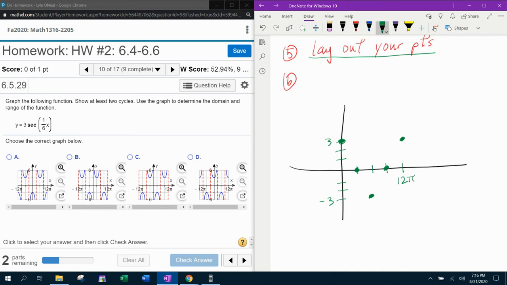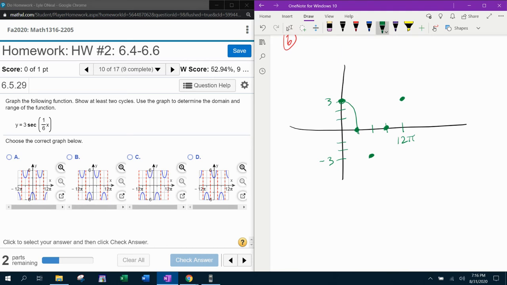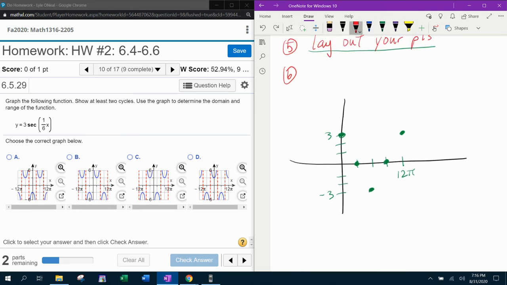And then normally what we would do at step number 6, if this was really a cosine, is we would play connect the dots and we would make a wave. But this is not cosine. This is secant. So for step number 6, the x-intercepts become asymptotes. So everywhere there's an x-intercept, I'm going to make that an asymptote, and the other points become my humps and bumps. That's the best way I know to explain it.